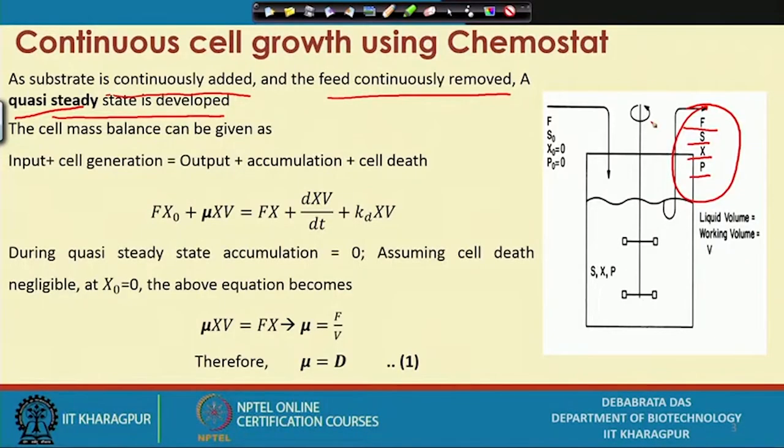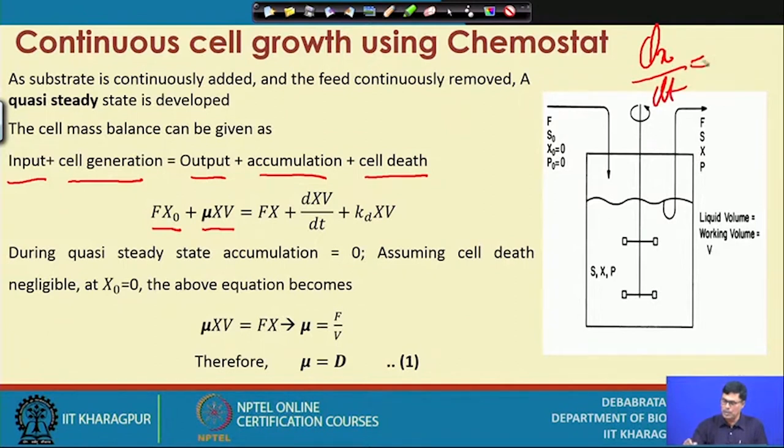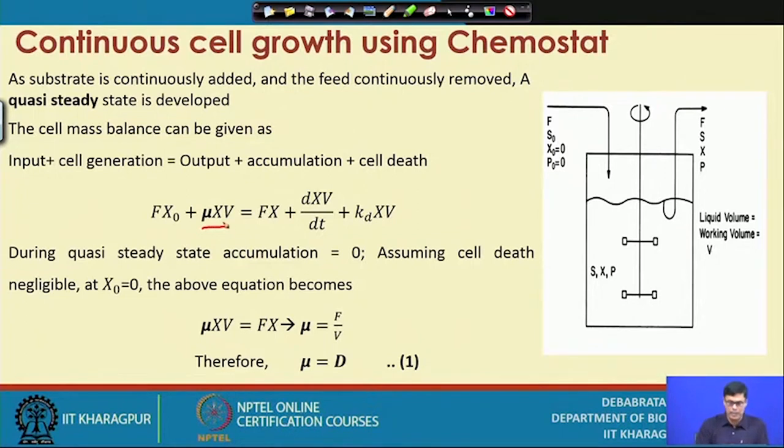Now, how can we do the cell balance? We have the equation: rate of input plus cell generation equals rate of output plus accumulation of the cell plus cell death. Now here under steady state condition, F into X0 is the cell input to the system. Cell generation is what I can write as dX by dt into V. Am I right? Now dX by dt equals mu into X, so I can write this as mu into V X. So this is exactly what we have written here, mu X into V.